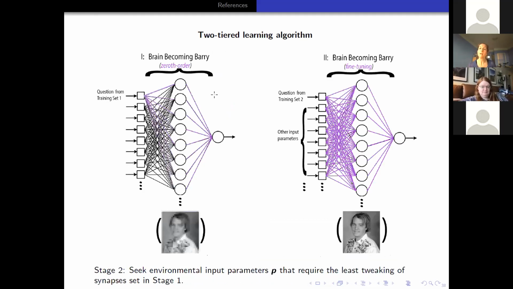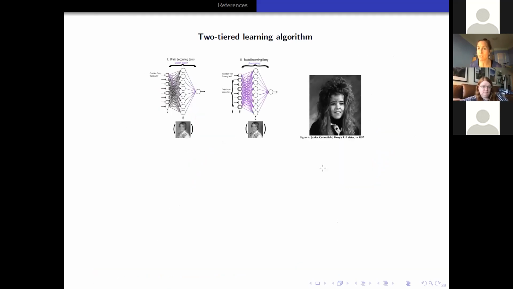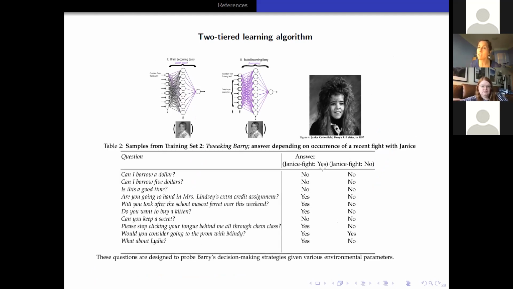Stage 2 is the fine tuning. So in stage 2, we input into the other 9, I forget how many there are here, looks like 9 or 8, other input nodes, environmental input parameters, such as what time of day it is, whether Barry's eaten lunch yet, whether Barry's recently had a fight with his annoying kid sister, Janice. And the questions that are delivered during this stage are a little bit more complex. They require a decision to be made. A decision such as, can I borrow $1? Can I borrow $5?